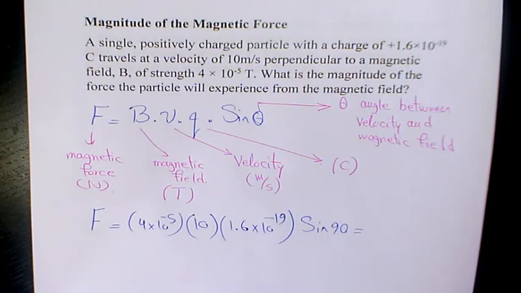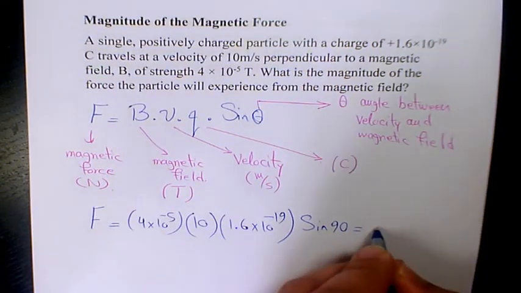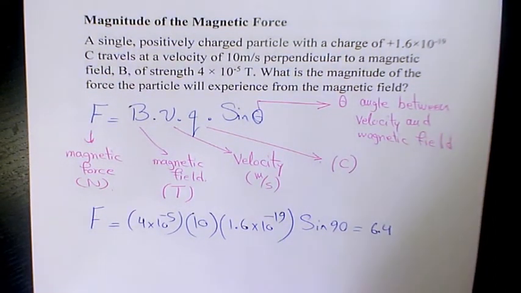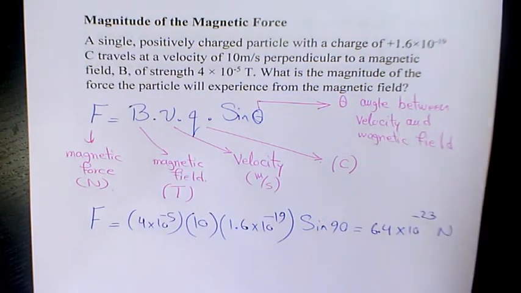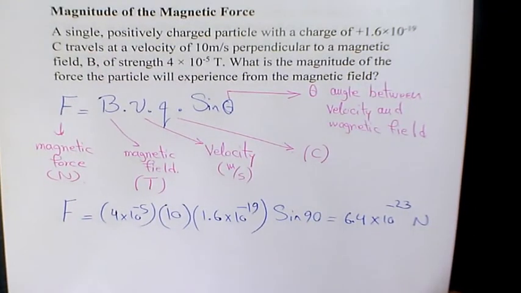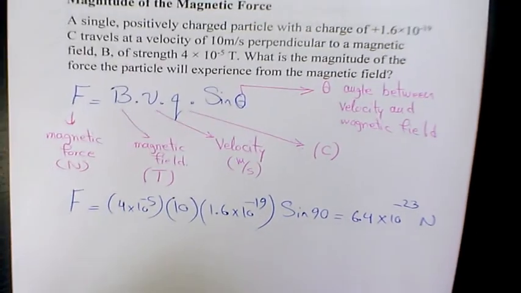So let's calculate it. That's going to be 6.4 times 10 to the power of negative 23 Newton. That's the magnitude of the magnetic force.